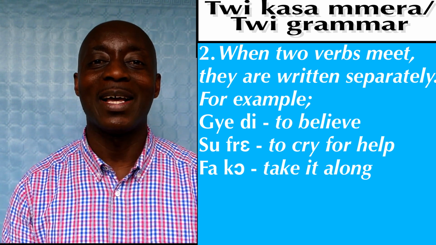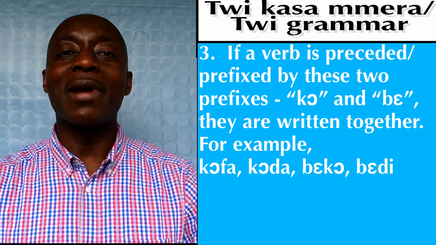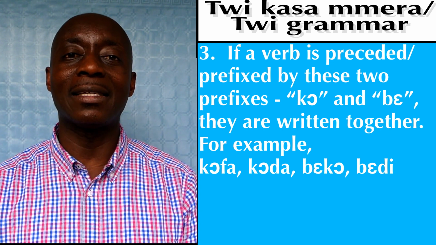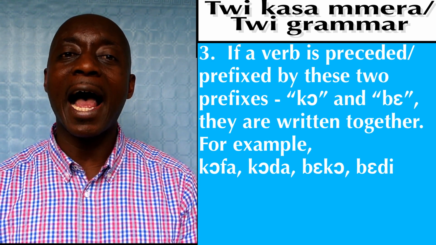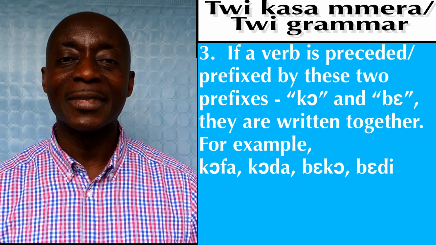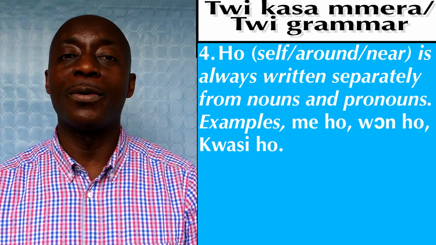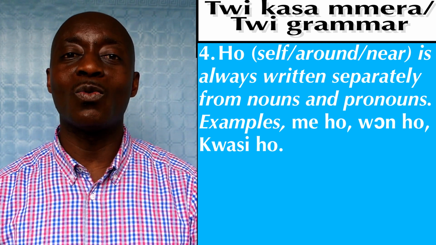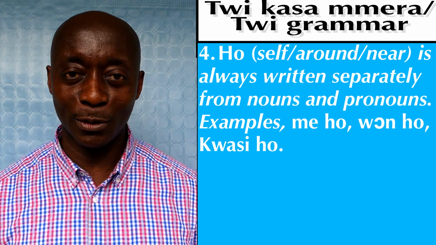Then the third rule is that though when two verbs meet in Twi, we write them separately, if the verb is prefixed with these prefixes, kɔ and bɛ, then we write them together. Apart from that, all other verbs, when they meet, we write them separately. The fourth rule is that whenever you see this word, that is self, or near, or around, please write it separately from nouns and pronouns.